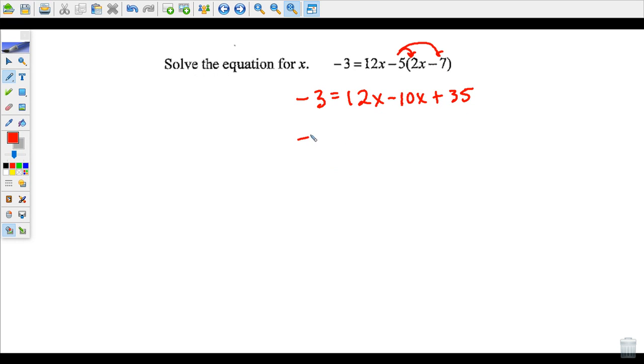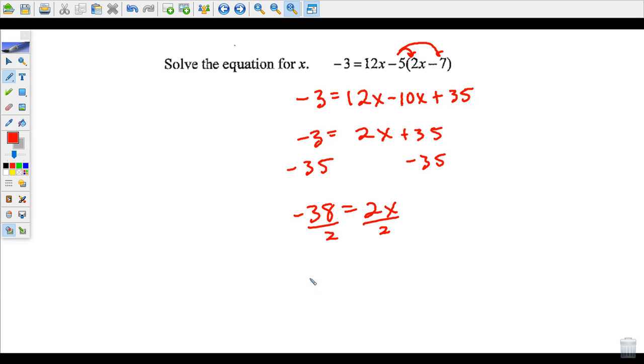I can combine the x's. 12x minus 10x is 2x. Now I want to subtract the 35 from both sides. So that gives me negative 38 equals 2x. Divide by 2. And we'll get negative 19 for x.